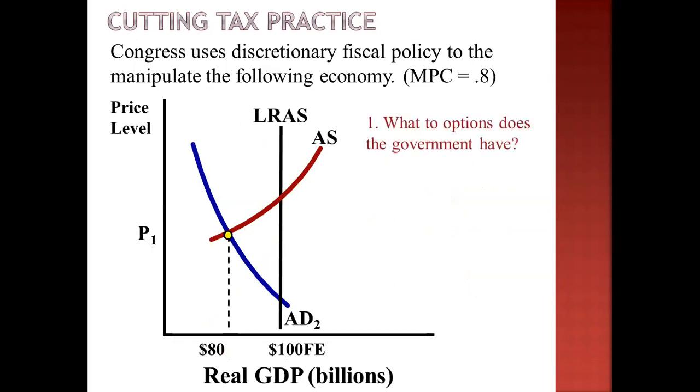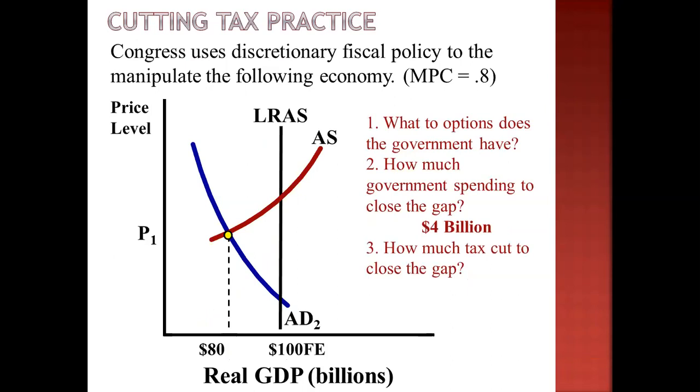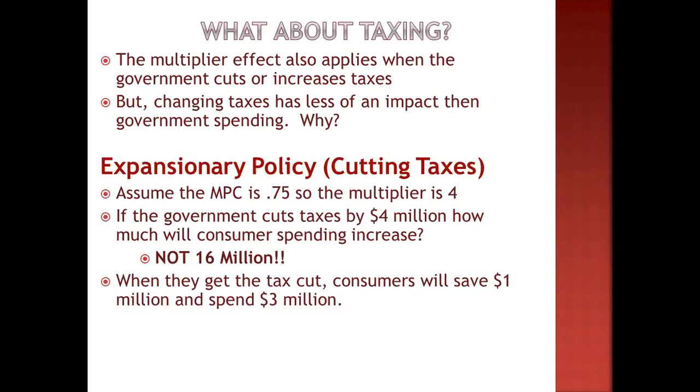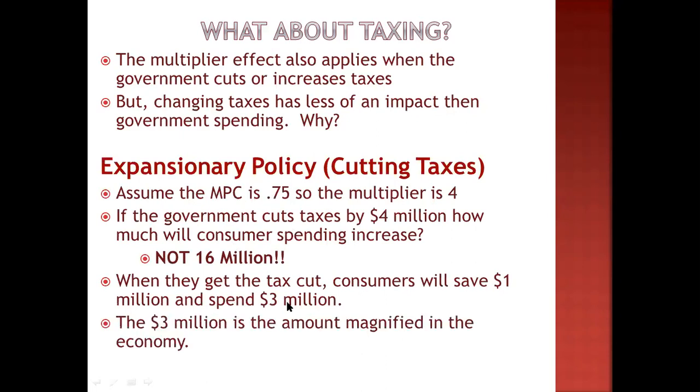All right. So we're going to skip over this. We're going to look at taxes. For taxes, it's the same idea, except cutting taxes doesn't work as efficiently. So assume the MPC is 0.75, so the multiplier is 4. If the government cuts taxes by 4 million, it's not going to cause a $16 million increase. Why? Because when consumers get the tax cut, that's like getting paid. So they're going to save $1 of it because of the 0.25, and they're going to spend the other 3. So the multiplier is going to be different.